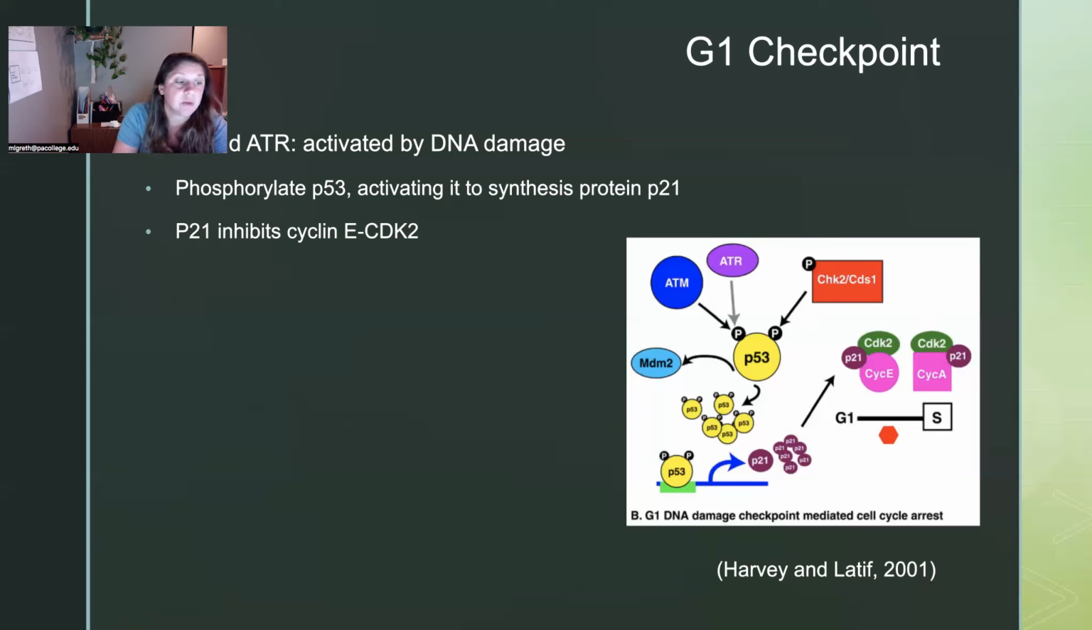This includes P21, which accumulates in the cell, binding both cyclin E, CDK2, and cyclin A, CDK2. This inhibits them, which results in cell cycle arrest. P53 halts replication in G1 phase so that DNA repairs can be made. DNA repair enzymes are also activated by P53. If the DNA cannot be repaired, P53 can also direct the cell fate to apoptosis, which is cell death, or senescence, which prohibits the cell from ever dividing again.